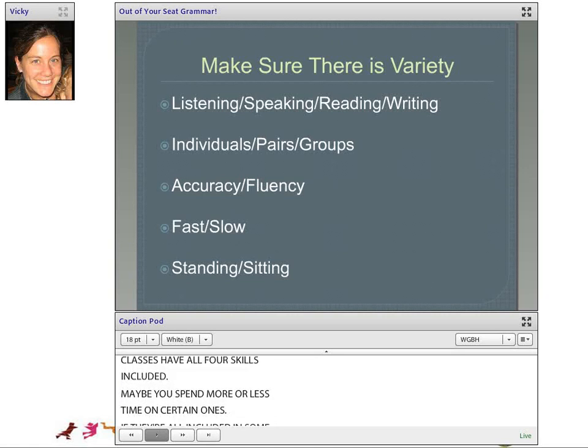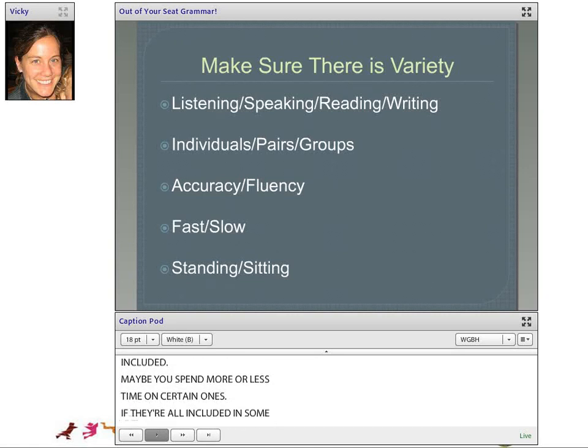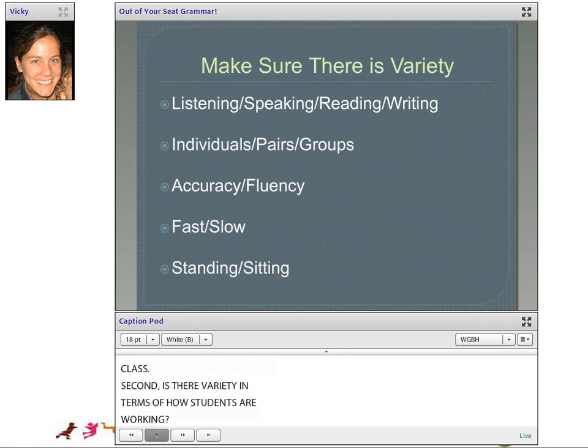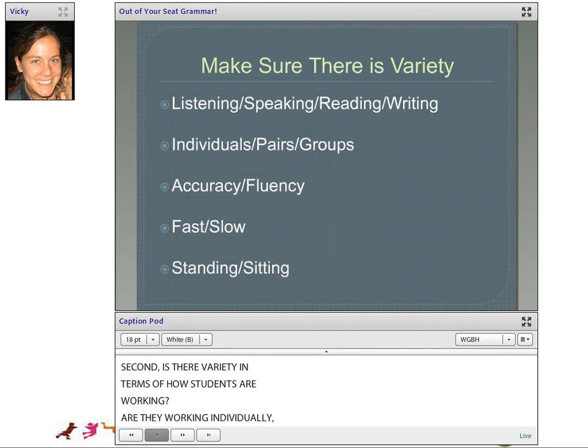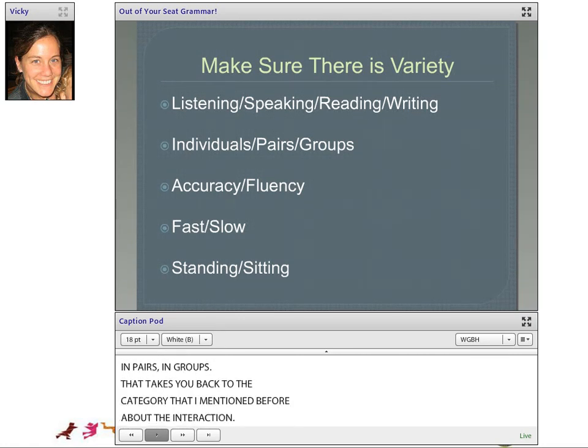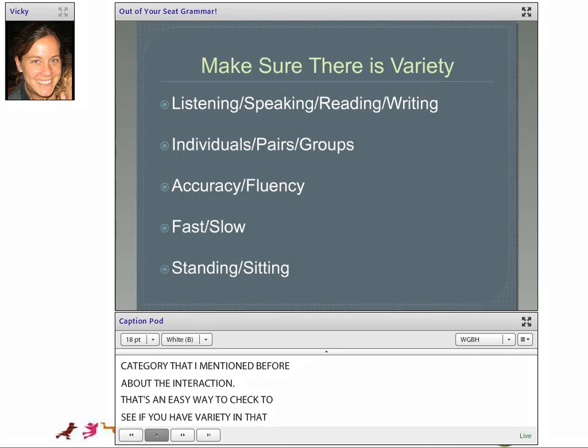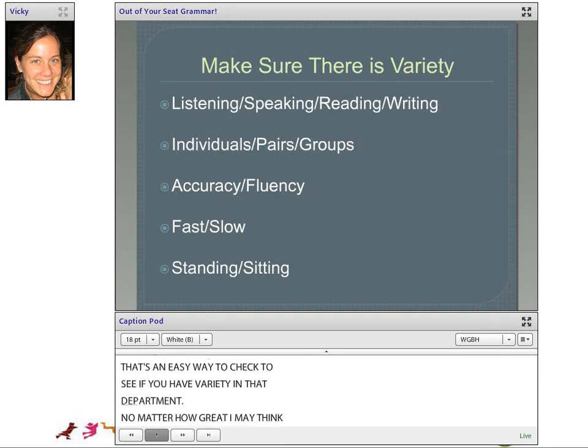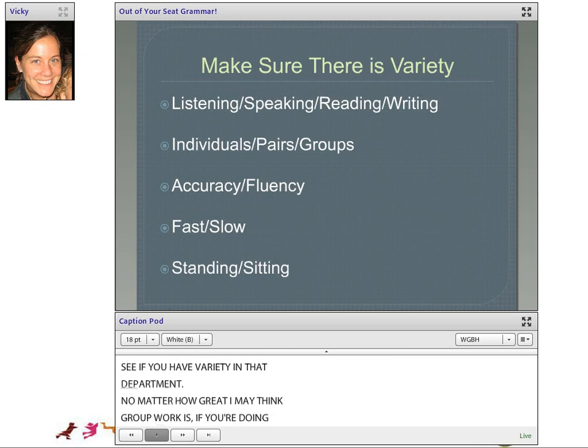Second, is there variety in terms of how students are working? Are they working individually, in pairs, in groups? And that takes you back to the category that I mentioned before about the interaction. That's an easy way to check to see if you have variety in that department. No matter how great I may think group work is, if you're doing group work the whole time, that can be a little bit too much. So I think that you really do need to have a little bit of everything.